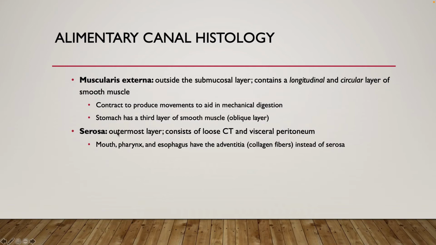And again, it has loose connective tissue. It serves to anchor the alimentary canal to surrounding areas. And this serosa is also composed of some visceral peritoneum. So we'll talk about what peritoneum is. It's really analogous to the pericardium in the heart, as well as the pleura in the lungs. And our different areas, so we have a mouth, pharynx, and esophagus, they're going to have something called adventitia as opposed to our serosa. And this adventitia contains collagen fibers, which help to anchor it to some surrounding structures.